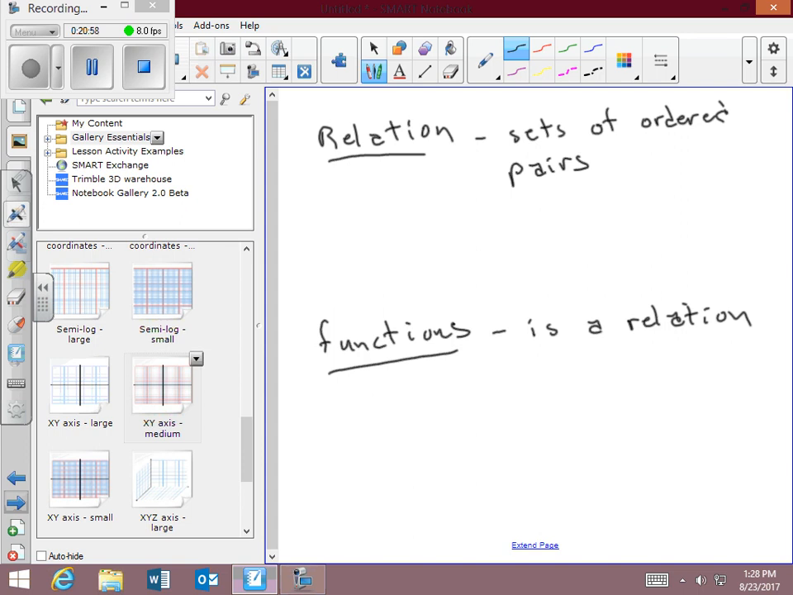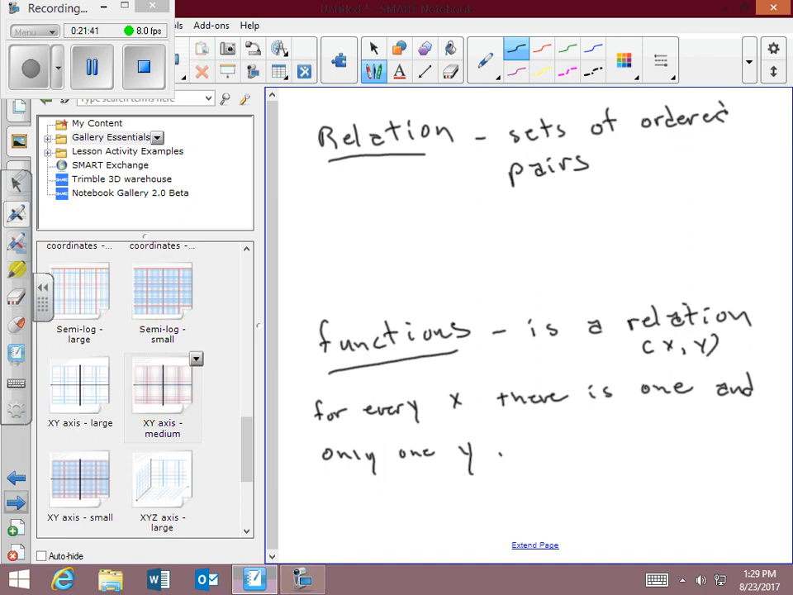Further definition of a function: for every x, and it's a relationship, and I'm going to call the relationship xy, a set of ordered pairs, for every x, there is one and only one y.